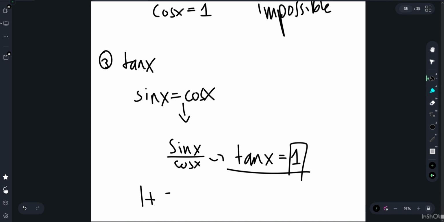And so our answer is 1 plus negative 1 plus root 5 over 2, which is 1 plus root 5 over 2.